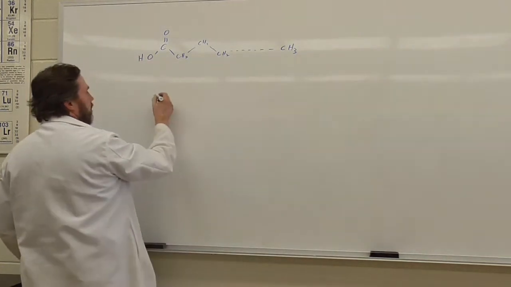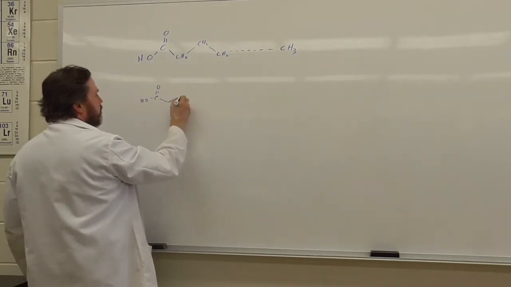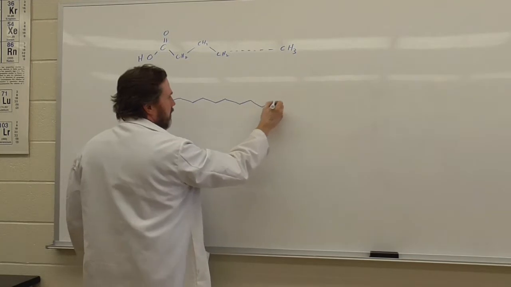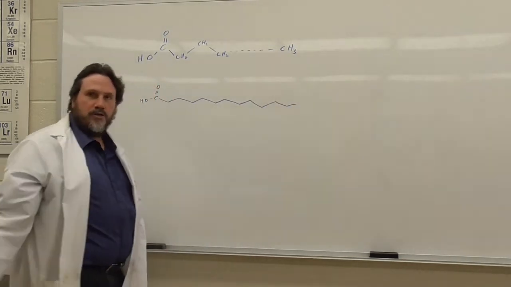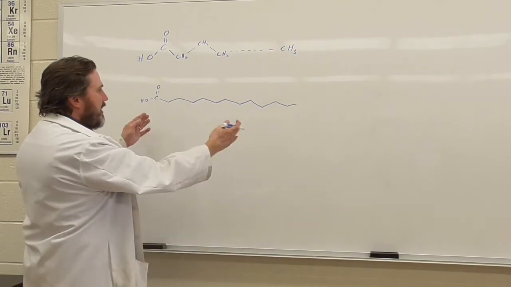Of course, I could write that in a shorthand notation. I'll do my acid group here and then just do a line angle formula. And again, it would go out about 12 to 14, 18, 16, somewhere in that range. Okay, that's a fatty acid.